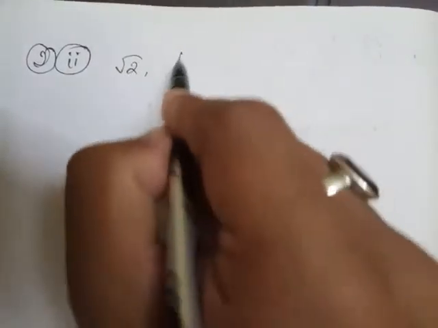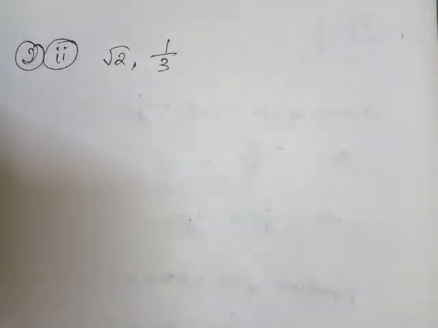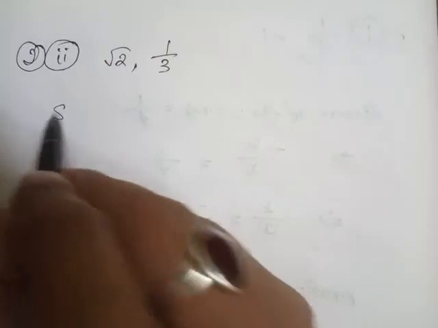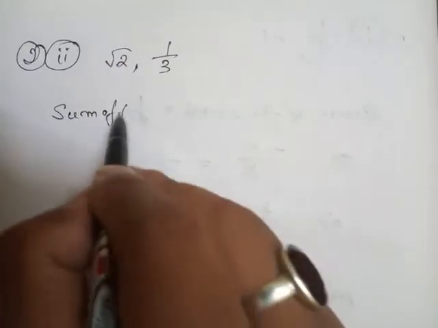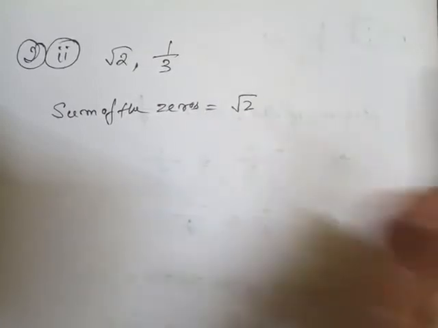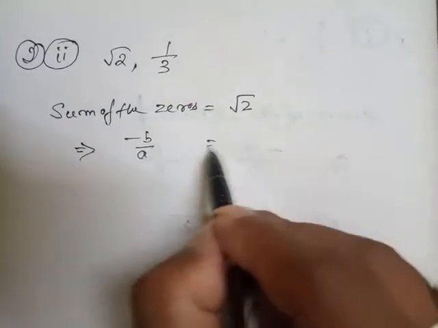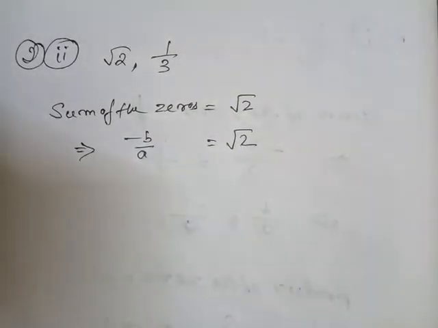Now look here students, the next one is question number 2, Roman 2. Given that root 2 and 1 by 3, so this is the sum of the zeros. So we'll write here again, sum of the zeros equals root 2. Sum of the zeros is minus b by a equal to root 2.